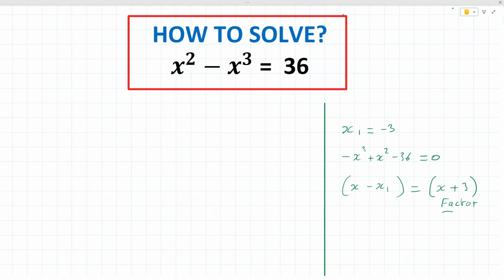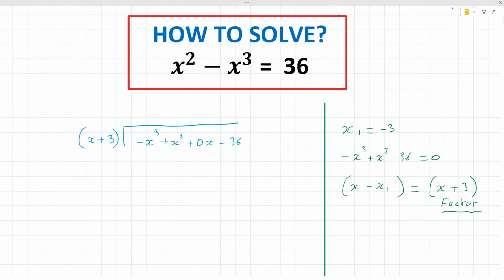We can divide the equation by x plus 3, and we should find a nice quadratic. Solving that quadratic, we should find the remaining two solutions, whether they're real or complex. So let's perform a long division. We write negative x cubed plus x squared, and we don't have any x's, but it's a good idea to write plus 0x so you don't get confused, minus 36. And we're going to divide this by x plus 3.